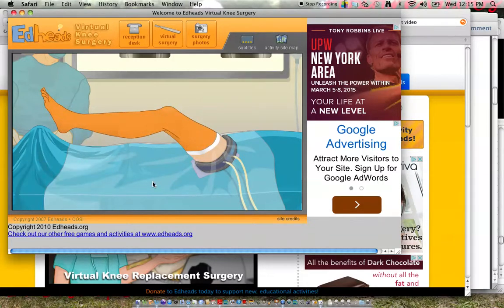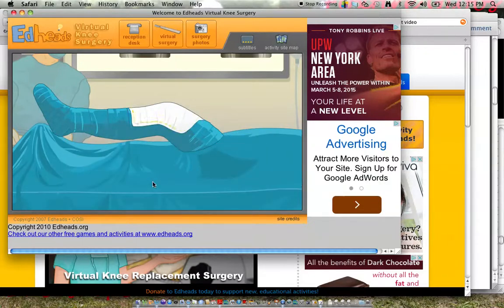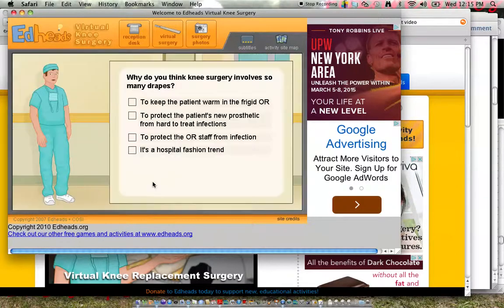Betadine scrub is applied 2 more times, followed by the final arrangement of sterile drapes. Here comes the fun part. Why do you think knee surgery involves so many drapes?